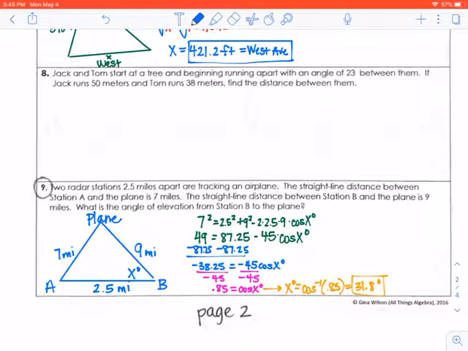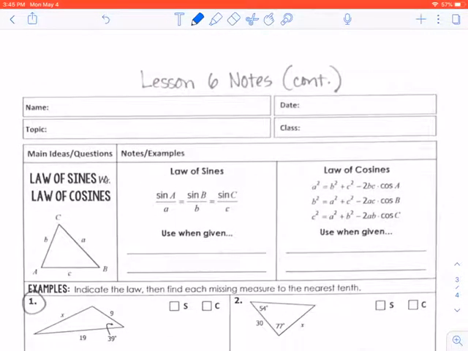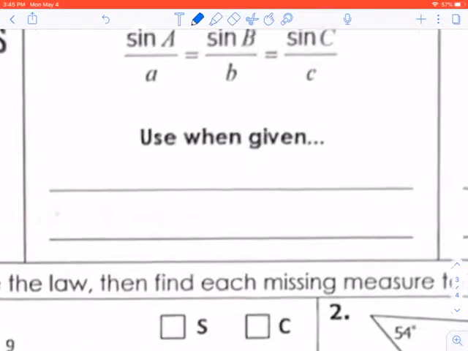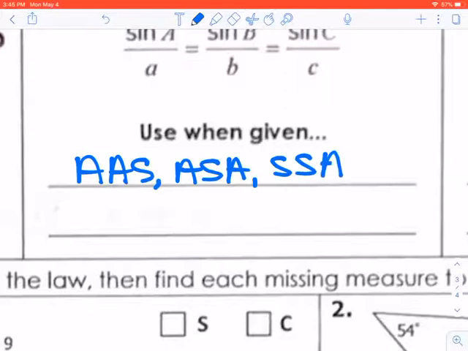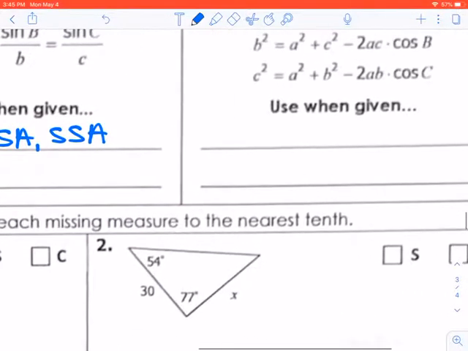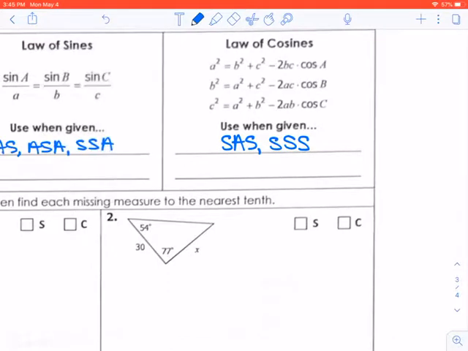All right, last part, and then we are all done using both of them. They're going to give you some information, and you're going to have to decide, do I use a law of sines or do I use a law of cosines? You have to figure it out, okay? So, depending on the information you're given, if you're given angle, angle, side, angle, side, angle, or side, side, angle, you can use a law of sines. If you're given side, angle, side, or side, side, side, then you can use law of cosines, okay?